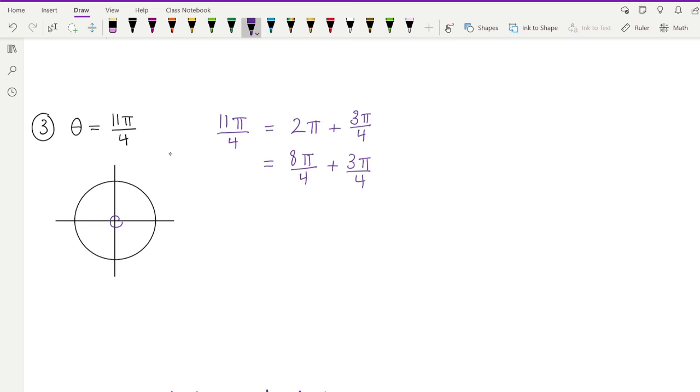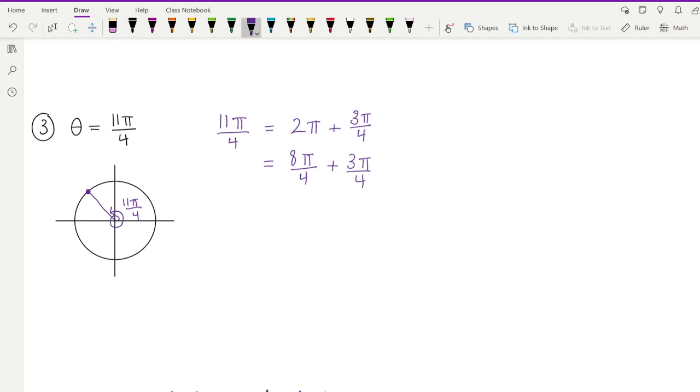So what does 3 pi over 4 look like? Well, here's 1 pi over 4. 2 pi over 4 would be pi over 2. So 3 pi over 4 is over here. And so our angle is going to be, let me just draw that a little better, like this. It's going to be like going all the way around and then stopping at 3 pi over 4. So here is what 11 pi over 4 looks like. And so this angle is coterminal with 3 pi over 4. So it's going to have the same terminal point just as if it was 3 pi over 4.